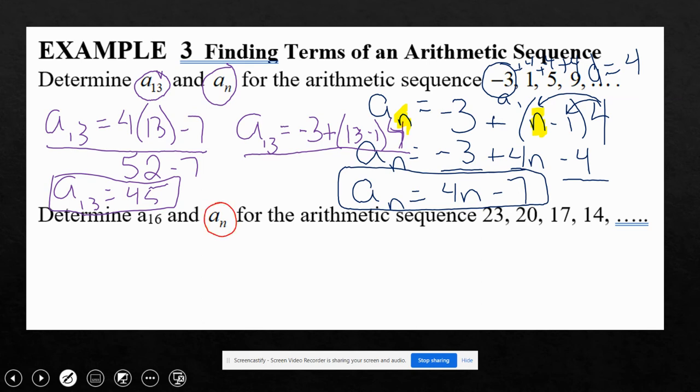For the second part of example 3, they again want us to find two things. They want us to find a general equation for any term number that we could possibly want to find. And then they also want us to find the 16th term, or the 16th number in that list of numbers. So I'm starting with the general equation first, leaving n alone. Our first term is 23. Remember, we leave the n in there because we aren't finding a specific term right now, but we do need to find our d.